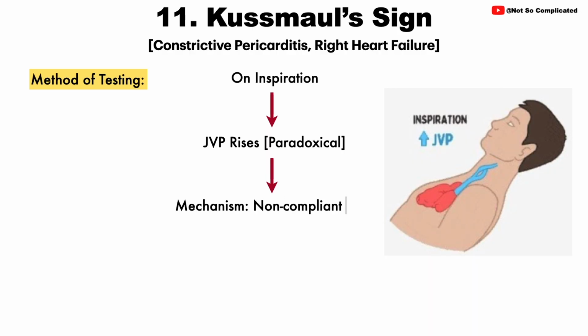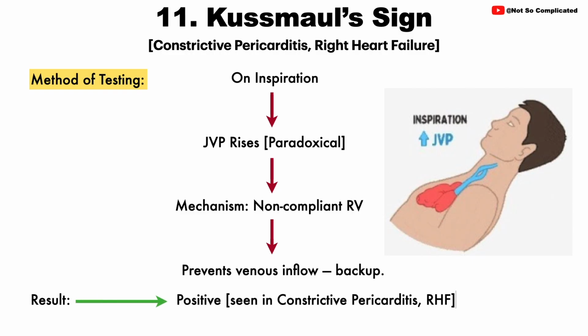So the mechanism is that there will be a non-compliant right ventricle, and that will prevent venous inflow, that will lead to the backup of the blood. That is why JVP rises on inspiration in this case. All right, so there will be a non-compliant right ventricle or right heart failure due to constrictive pericarditis, and this will obviously be positive, seen in constrictive pericarditis and RHF.